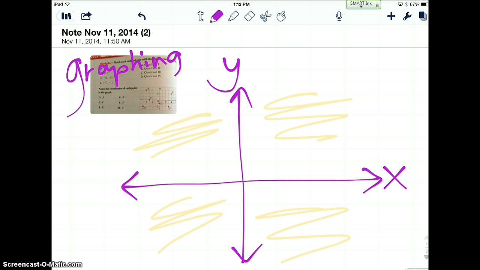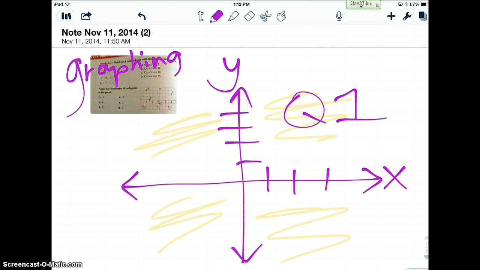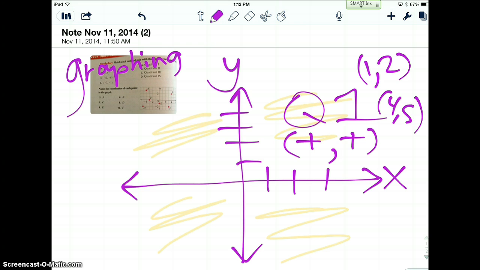This area where everything is positive, the X is positive and the Y is positive, is quadrant 1. So quadrant 1 has ordered pairs where the X coordinate is positive and the Y coordinate is positive. Examples would be the ordered pair 1, 2, or 4, 5, or 2, 11. Then I would proceed to the left and go to quadrant 2. You might say, could this one be quadrant 2? No, it has to be to the left.